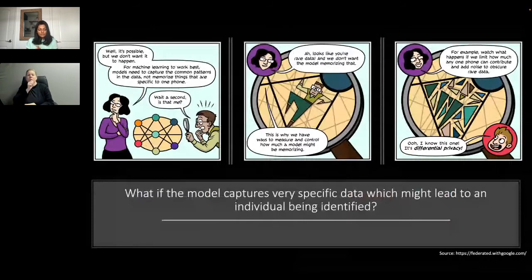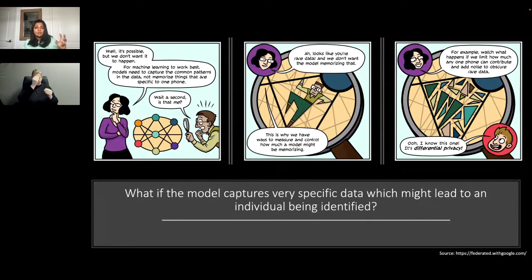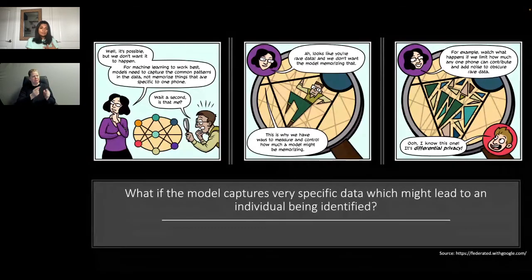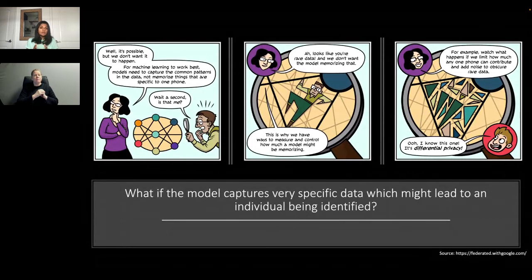Now the other point is, oftentimes when we are training models, we realize that models tend to capture some very specific data. There are times when, if there is an anomalous data point, something which is not fitting into the same distribution as the rest of the data points, it tends to show up in a particular model. So what happens in this scenario? That's where we are bringing in the concept of differential privacy.